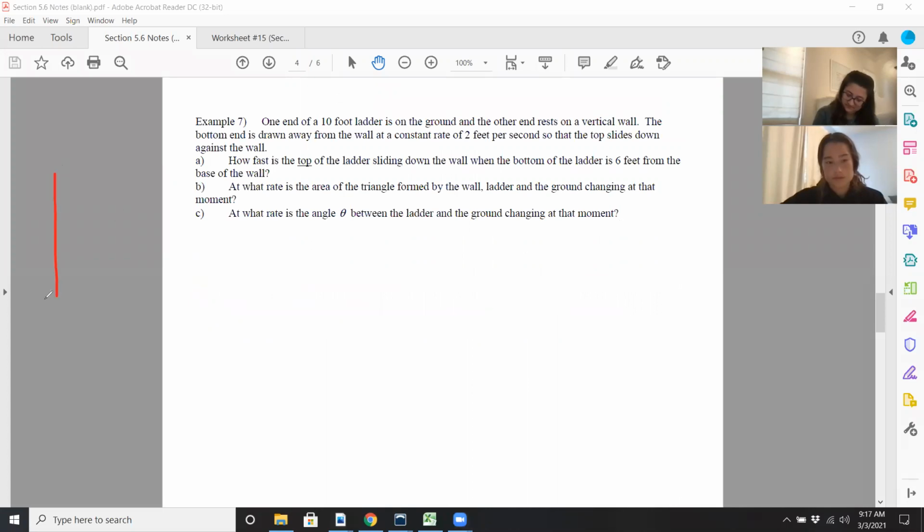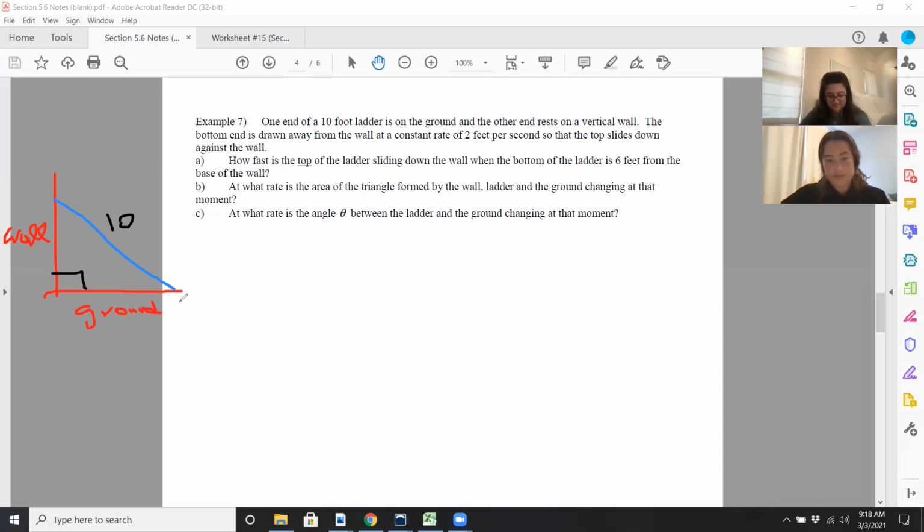So here is the wall. Here is a ladder. And guess what? This is a right triangle, right? And how long is the ladder? 10 feet. The ladder is 10 feet. Great. And here's the ground, by the way. The ground's right here.